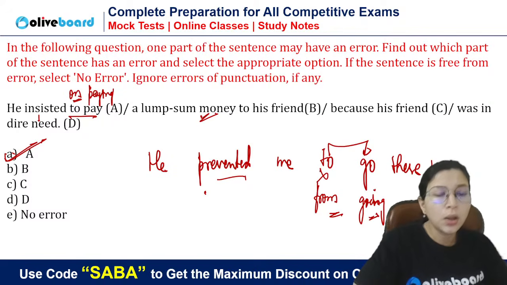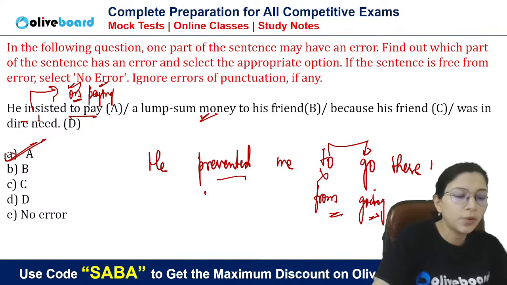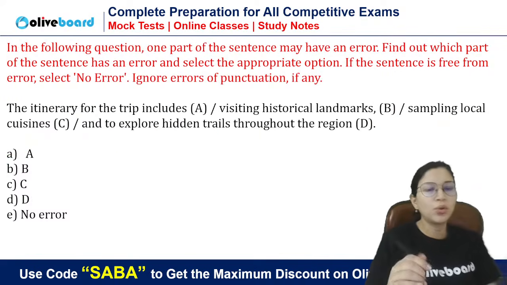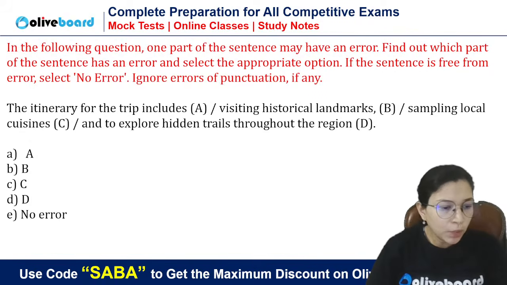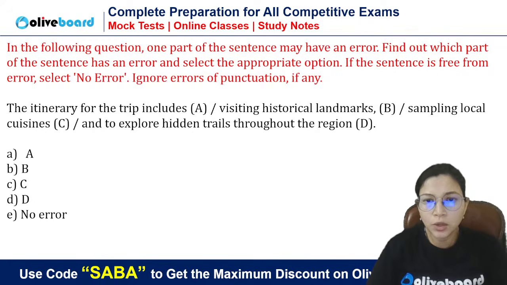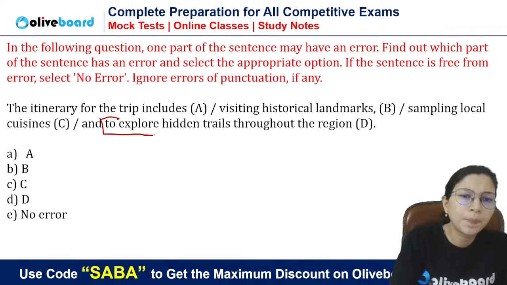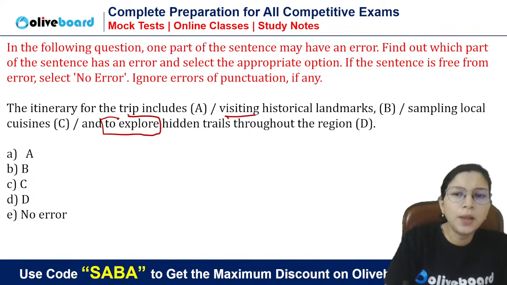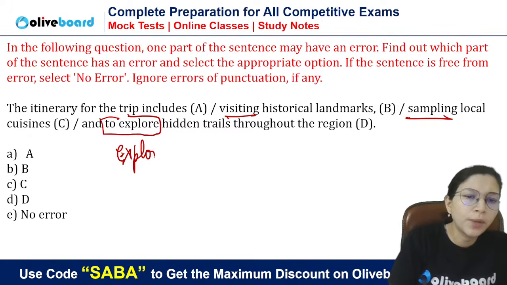Before this was a fixed preposition based question. Insist is followed by on and then it will take gerund. These are fixed prepositions that you should learn. Here, what were others saying? Can you please repeat your answer? Akhil: The itinerary for the trip includes visiting historical landmarks, sampling local cuisine, and explore. Okay, simple parallelism error. Because visiting, sampling, so here also and will always maintain parallelism, so it will be exploring.